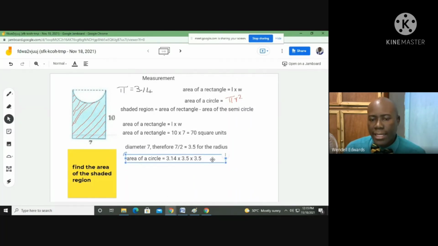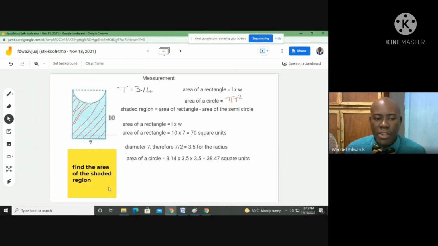Let's put that on our calculator to see what we get. What do we want to put on the calculator? The pi r squared: 3.14 times 3.5 times 3.5, which is 38.47 square units. That is the area of the circle.